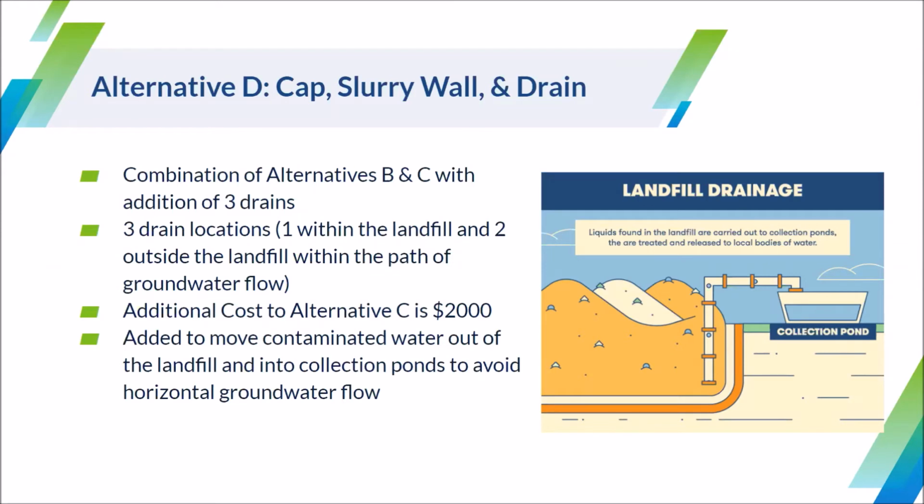In alternative D, 3 new vertical drains were introduced to the landfill site, with 1 drain inside the landfill and 2 just outside its perimeter. The drains would be dug and installed in the area just outside the landfill, but still within the confines of the slurry wall, in order to redirect the leachate out of the ground and into a nearby collection pond. Because the amount of piping material needed can become expensive, this alternative was found to increase the price of the project as well.